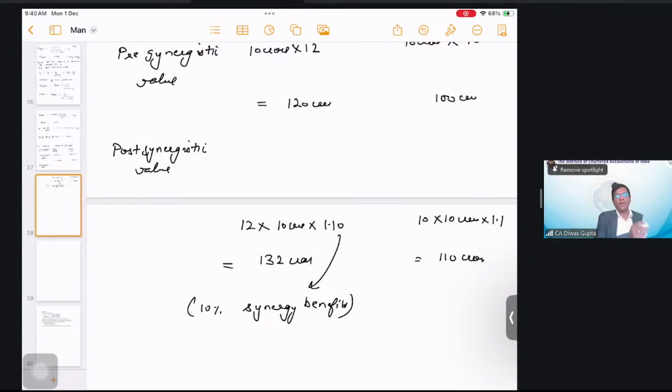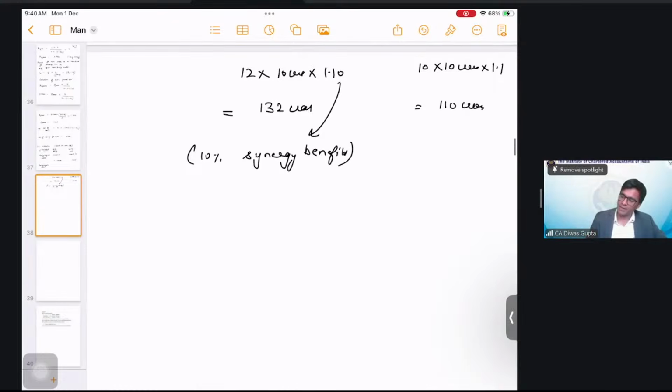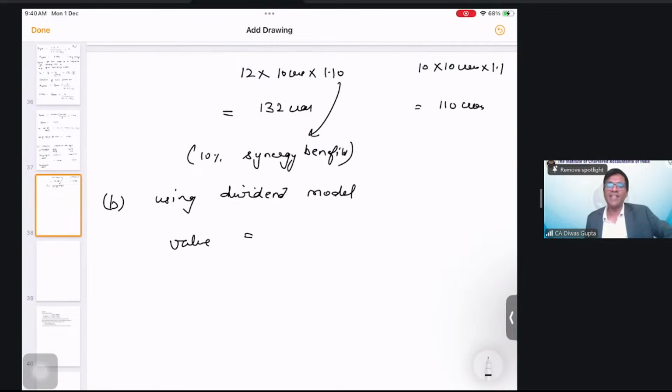Okay, students. So this was using the P/E ratio, the simplest method. Now using the dividend model. The value using the dividend model we just saw is equal to D1, which is the dividend to be paid after year end, divided by cost of equity minus growth.